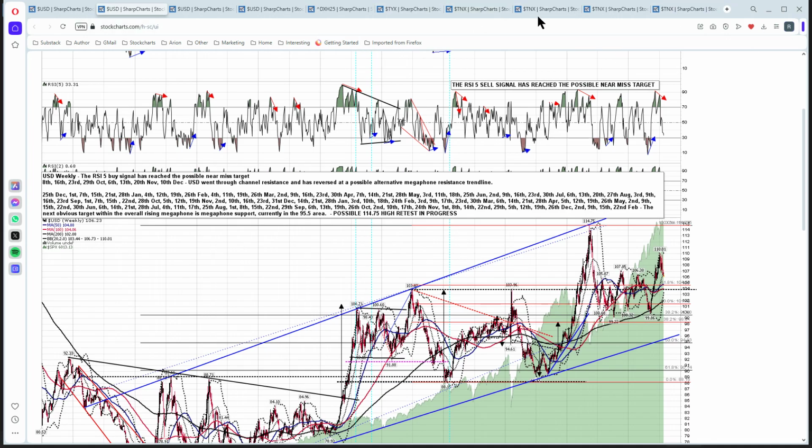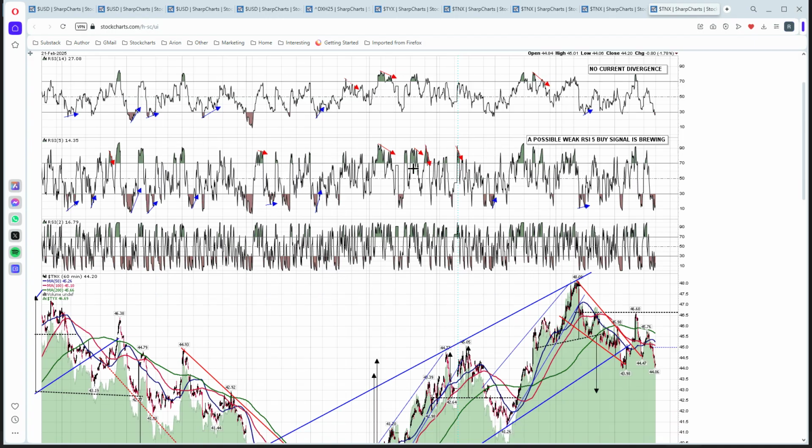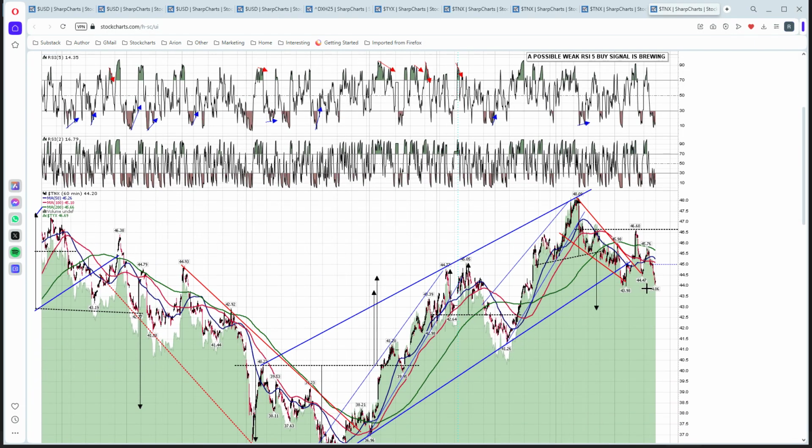All right, looking at TNX. TNX on the hourly chart, we've got a possible weak RSI 5 buy signal brewing. We've not quite reached the retest of this low here at 43.98, but then this wouldn't be the second low of a double bottom anyway, because it would be too large. So we'll see how that goes.